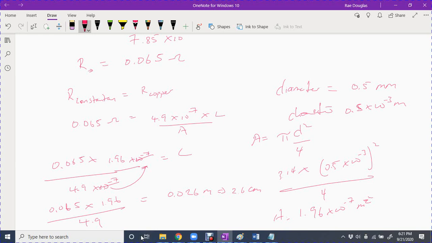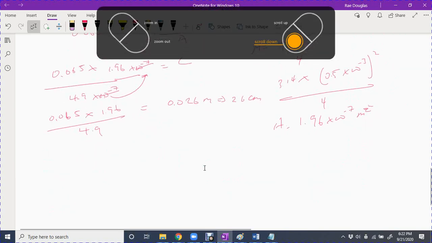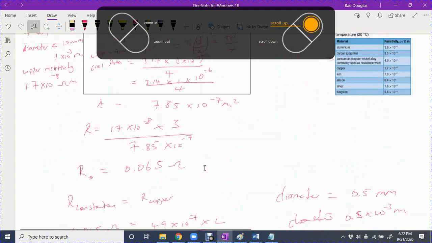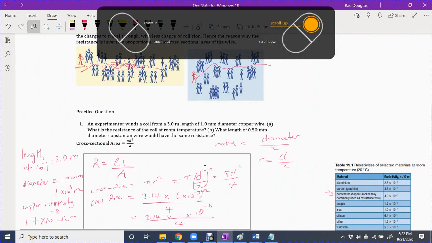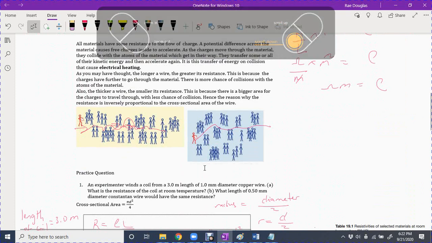All right, so this is it on resistivity and on resistance for this lesson. If we have any concerns, or if there's something that is not clear, feel free to point that out to me. All right.